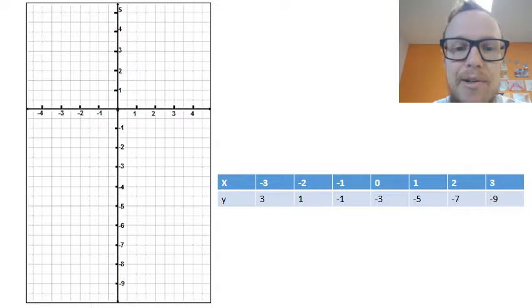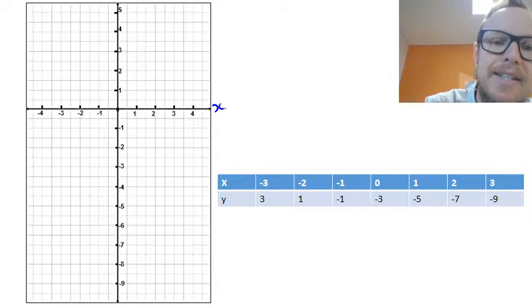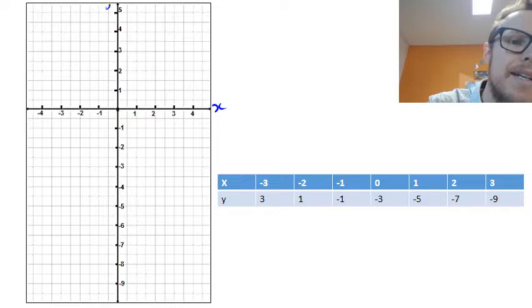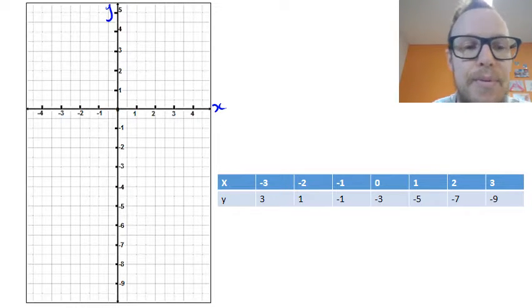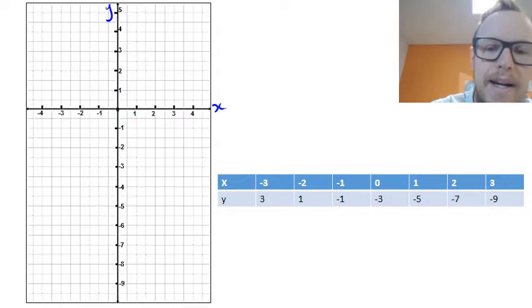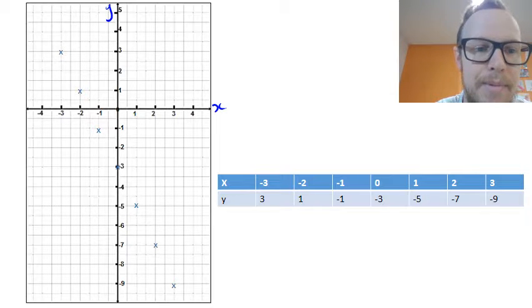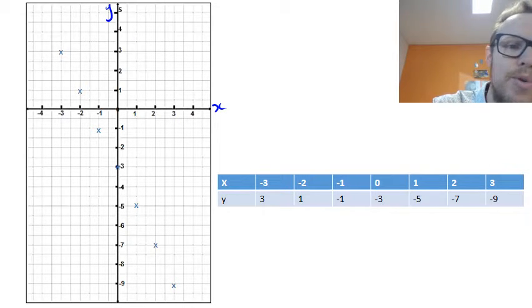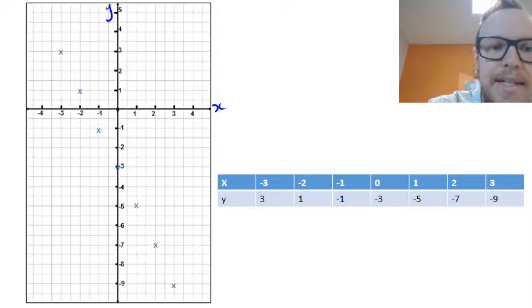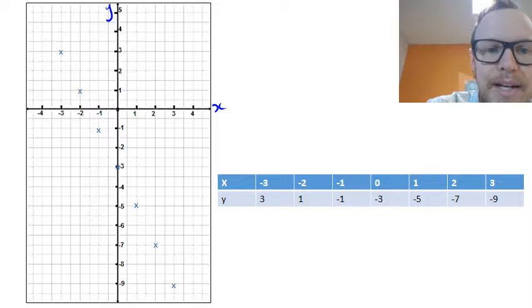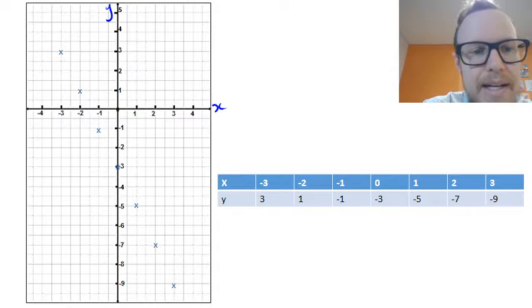Then in order to plot our graph, we need to plot all of our points on the graph. So we need to look at negative 3 on the x-axis. This is our y-axis here. Negative 3 on our x-axis all the way up to positive 3, and we can plot our points all the way down. Negative 2 on our x-axis and up to 1. Negative 1 on our x-axis and down to negative 1. 0 on our x-axis and down to negative 3, etc.